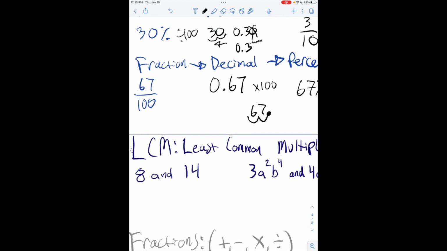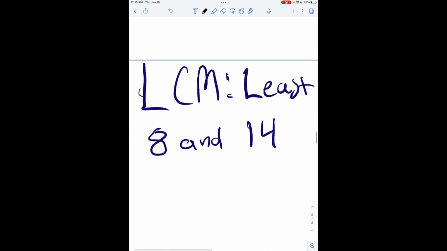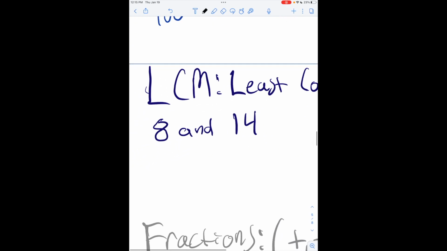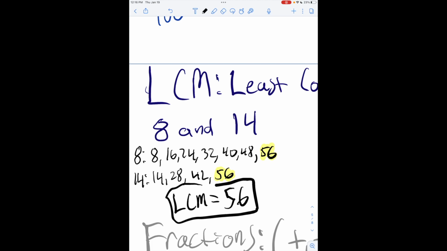Least common multiple, 8 and 14. Let's focus on 8 and 14. This is where we want to find our least common multiple. Multiples mean 8 times 1, 8 times 2, 8 times 3, 4, 5, or you can think about it as adding 8 each time. For 14, we've got 14, 28, 42, 56. Oh, I think we got a winner. We have 56 and 56. So the LCM of these two numbers is 56.